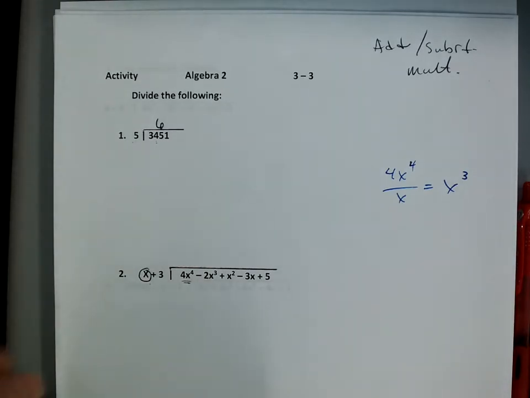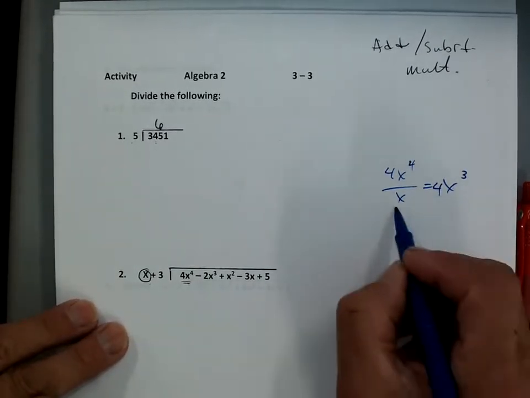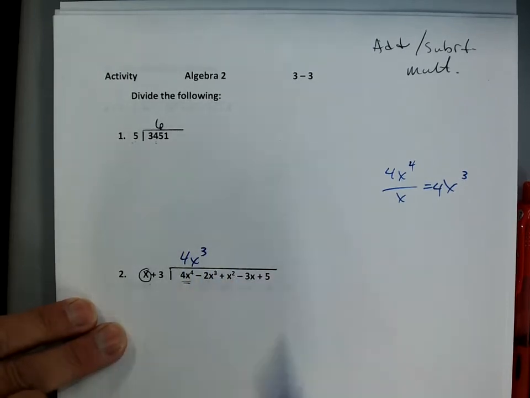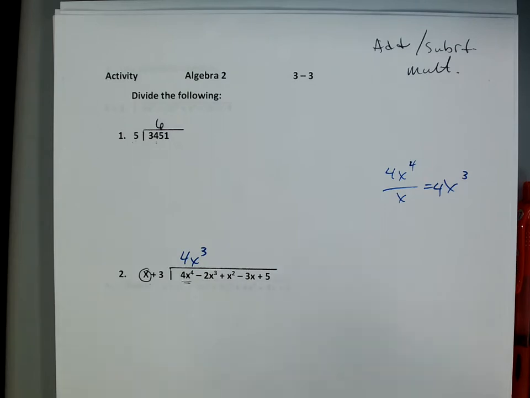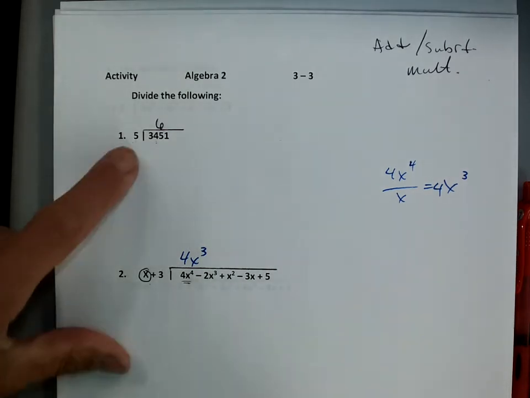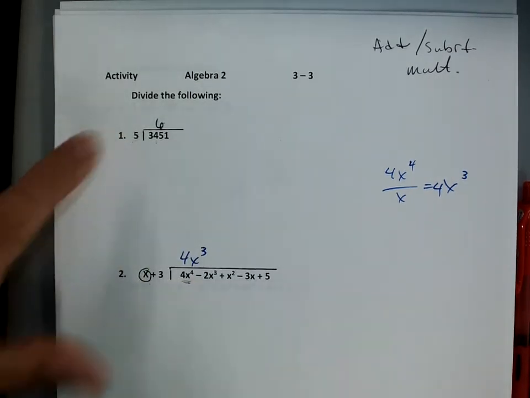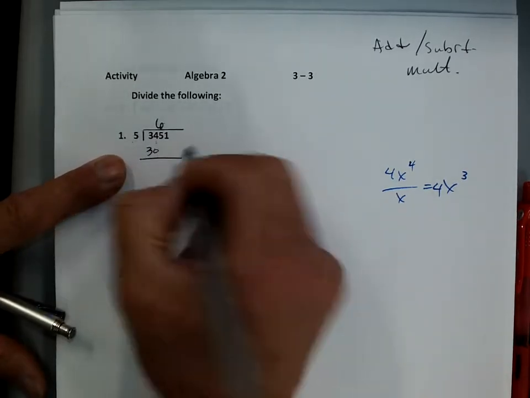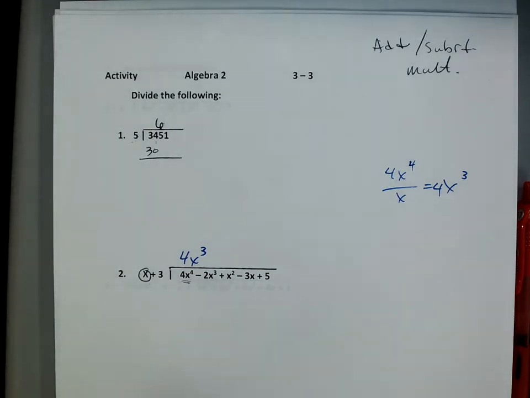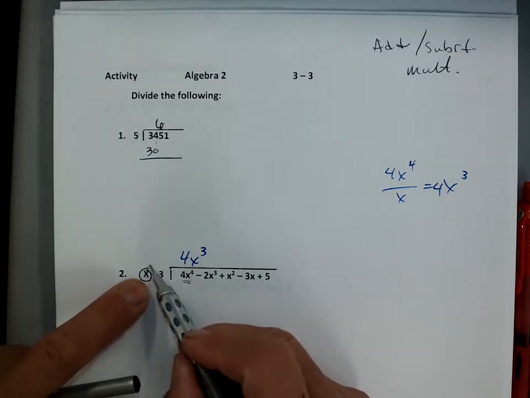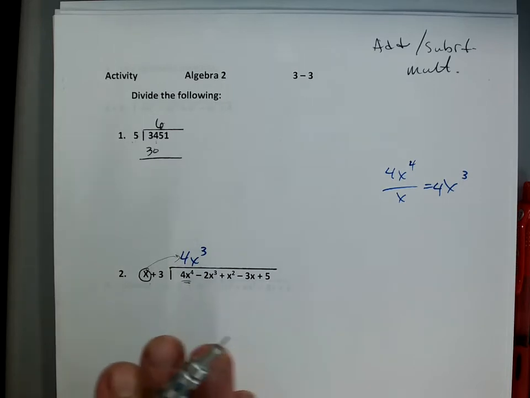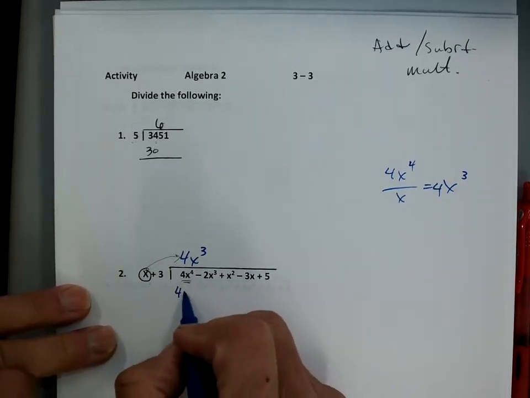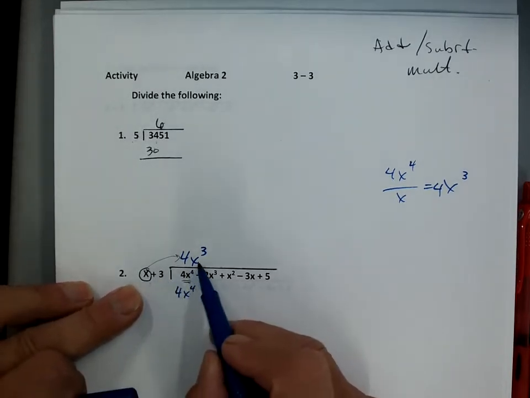So 4x cubed, sorry, x goes into x. So we're going to put a 4x cubed here. What we did in 6th grade then is we went 5 times 6, and we got 30, right? And here we do the same thing. We're going to go x times 4x cubed, which makes a 4x to the 4th. X times 4x cubed is 4x to the 4th.